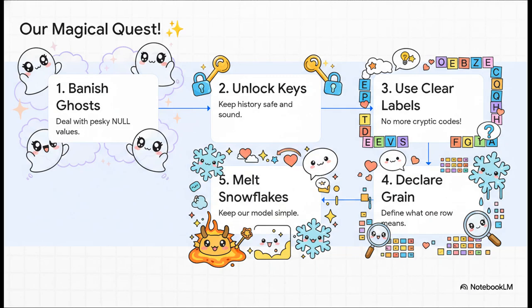To succeed on our quest, we have to conquer 5 magical trials. Think of these as the core principles for becoming a total data wizard. We're going to banish ghosts, unlock secret keys, choose pretty labels, and we're even going to melt some snowflakes. Are you ready? Okay, let's dive right in.